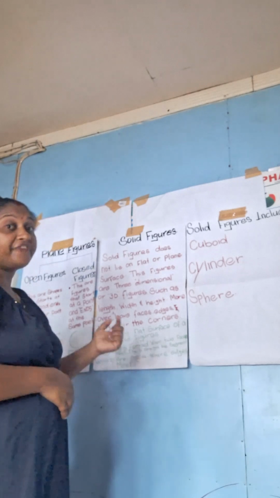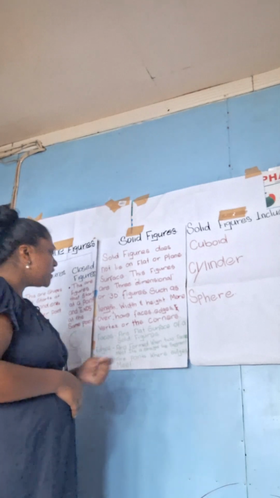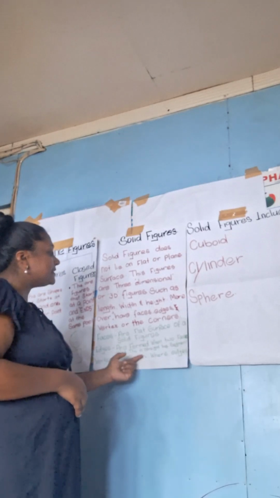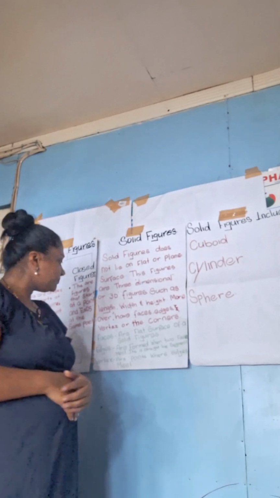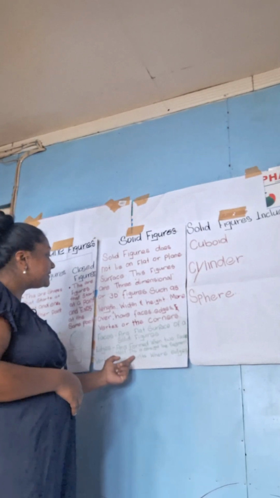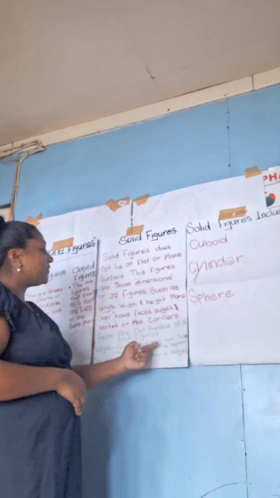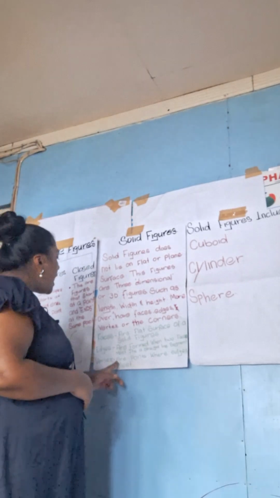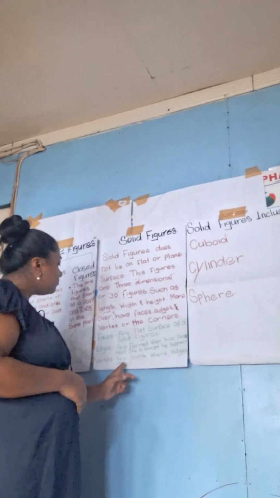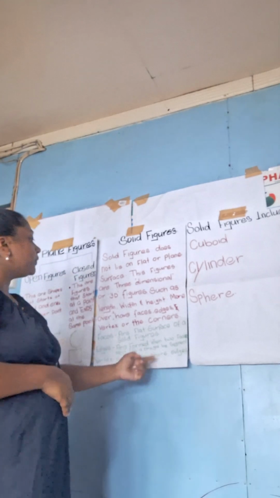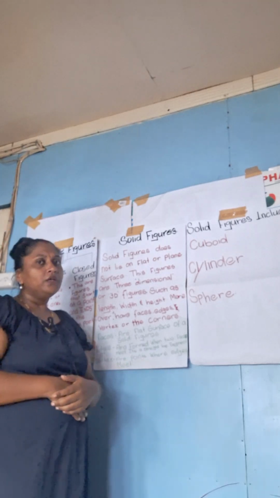Right? These are the faces. Edges are formed when two faces meet. It's a straight line segment. So what are edges? Edges are formed when two faces meet. It's a straight line segment. Vertices are points where edges meet. Vertices are also known as corners. It's the point where edges meet.